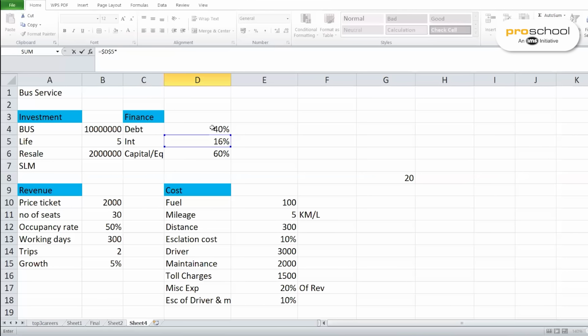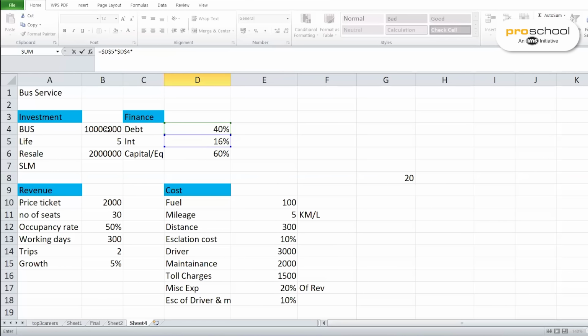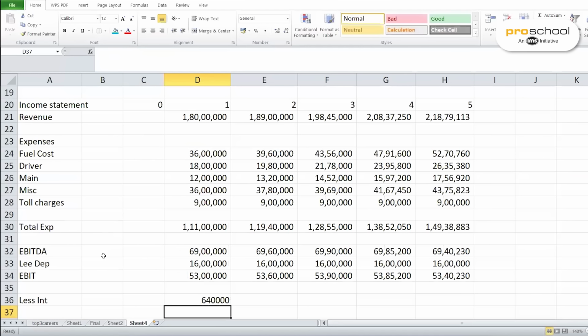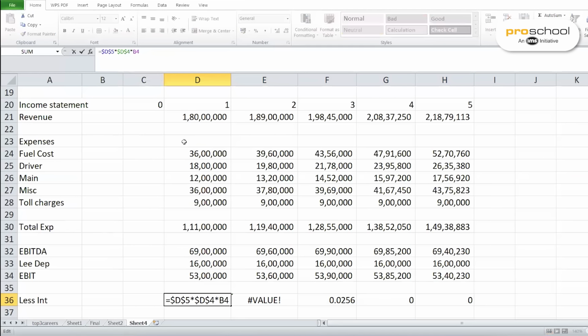So how much is the loan? 40%. Freeze. 40% of what? 40% of the cost of my bus, right? So 6,40,000 will be my interest per year. And since everything is frozen, I can simply drag. Okay, the cost of bus I forgot to freeze. So I will freeze it first and then drag.